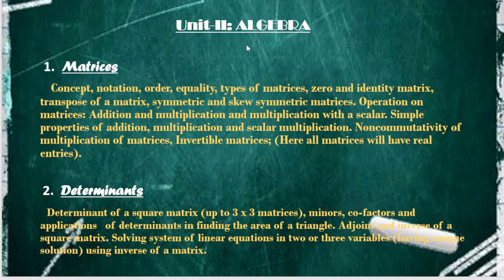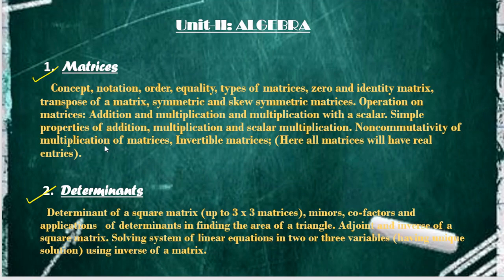Now let's move to the second unit, which is algebra. It consists of two parts. One is matrix, another is determinant. Here: concept, notation, order, equality, types of matrix, zero and identity matrix, transpose of a matrix, symmetric and skew symmetric matrices, operation on matrices, addition and multiplication with a scalar, simple properties of addition, multiplication and scalar multiplication, non-commutativity of multiplication of matrices and invertible matrices.